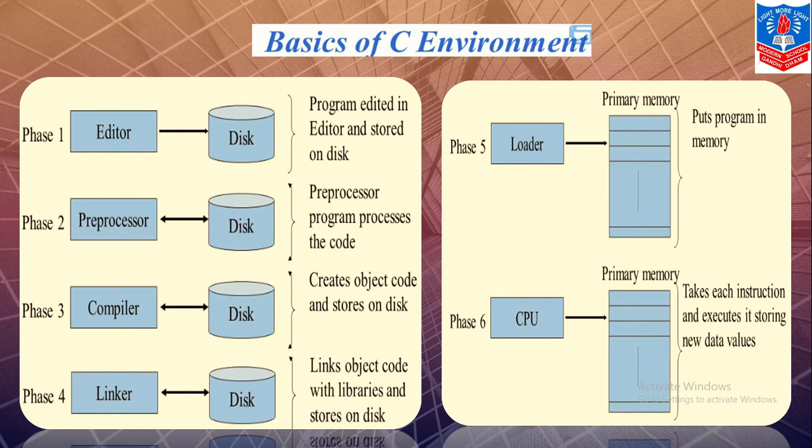Phase 5 is the loader, that is the primary memory, which puts the program in memory. Phase 6 is the CPU, central processing unit, which takes each instruction from primary memory and executes it, storing new data values as it goes.